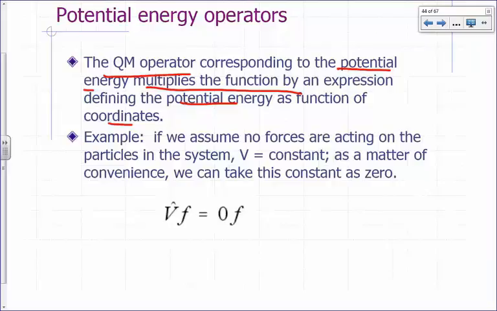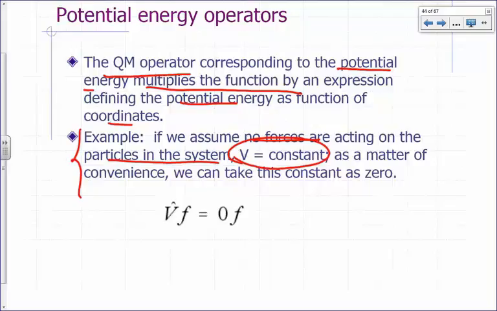So all you have to do is replace each of those coordinates by a coordinate operator, and all it does is really multiply. It just multiplies the function it's operating on. Okay? So here's an example. Let's assume that there are no forces acting on the particle in the system. If there are no forces acting on the particle in the system, then you say the potential energy is constant.